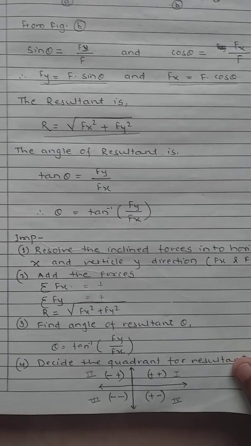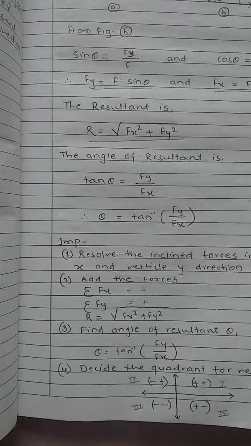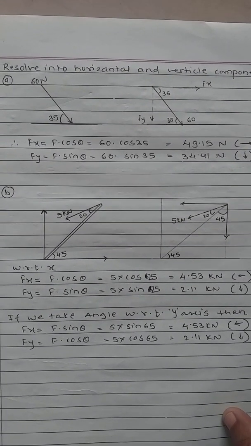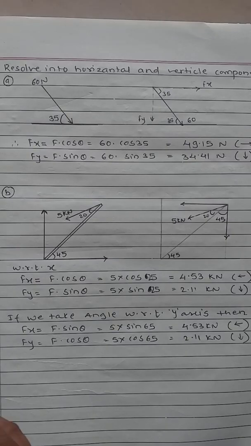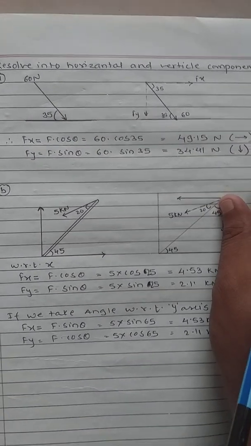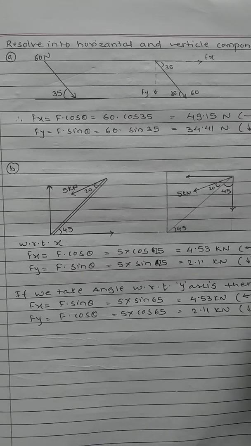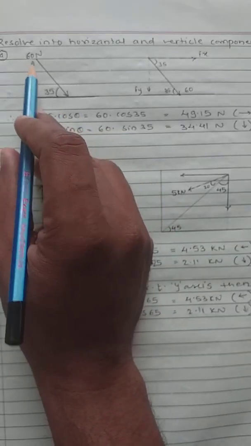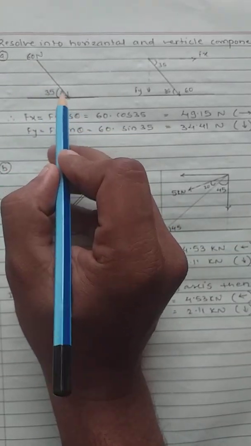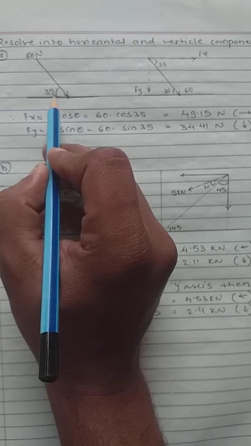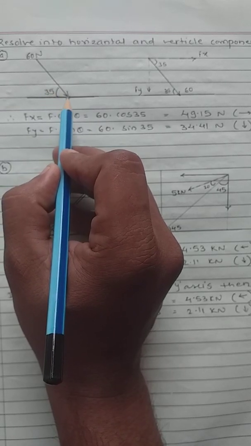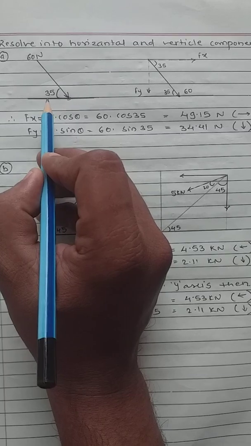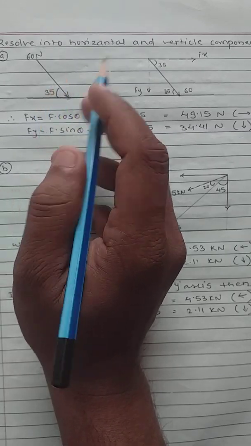Now we will take a simple example and see how to resolve the forces. We have seen the procedure of resolution of forces. Now see the example of how to resolve the forces along horizontal and vertical components. Consider a 60 Newton force applied at this particular point, making an angle of 35 degrees. While resolving any force system along x and along y direction, we must know the angle with respect to x or with respect to y axis.